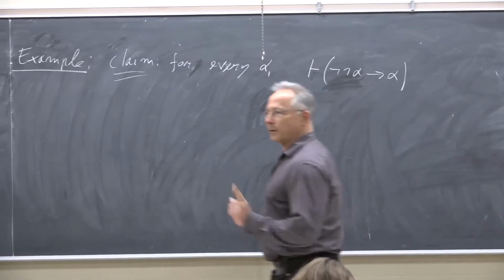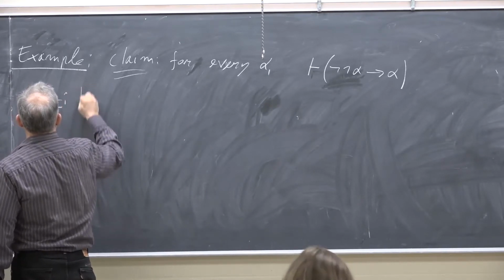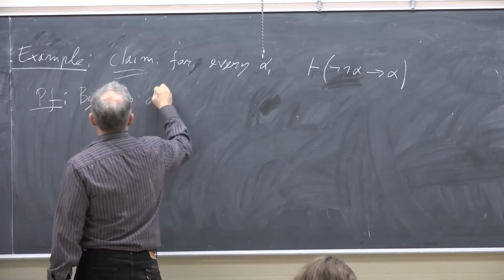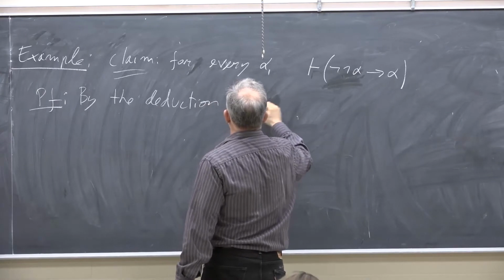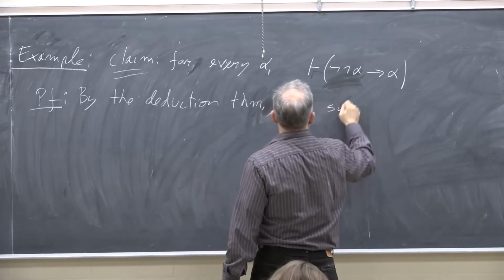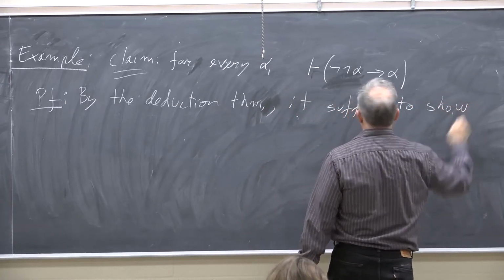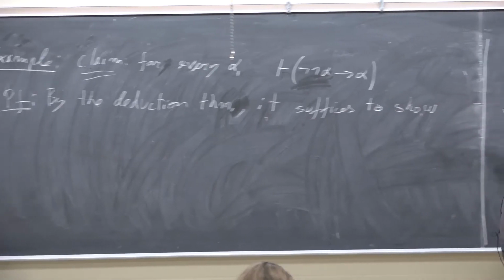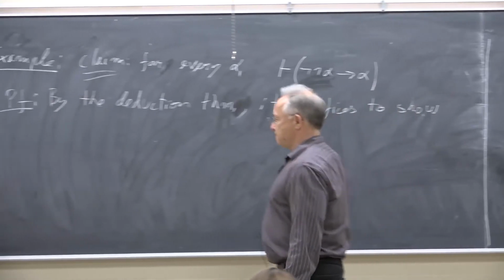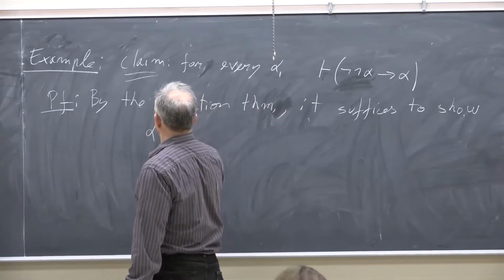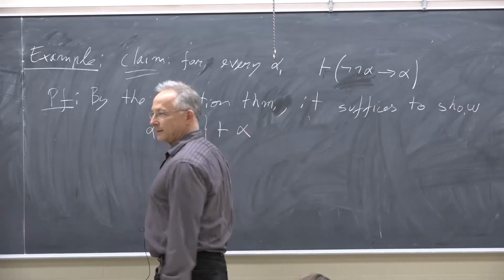Now, in the proof, I'm going to use the deduction theorem. So in the proof, I say by the deduction theorem, it suffices to show that what? Yes? That assuming not alpha, we can prove alpha. Right. That assuming not alpha, I can prove alpha.